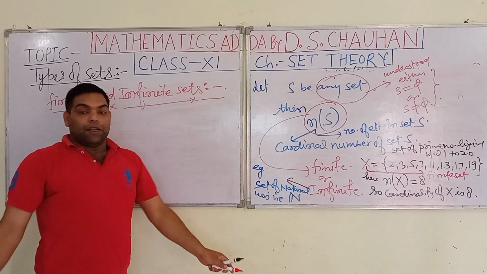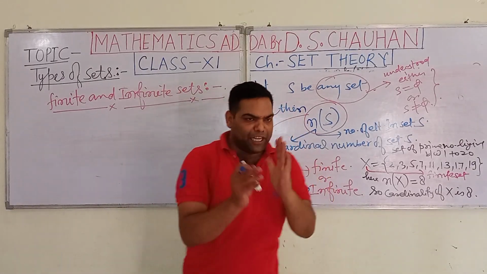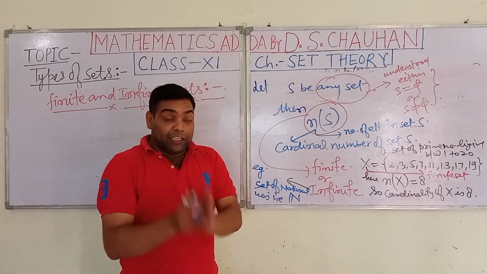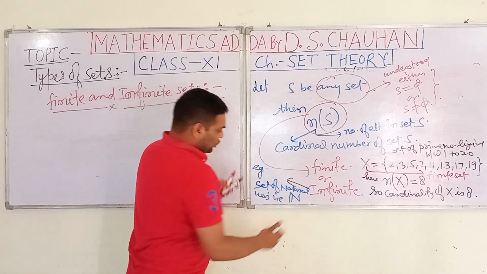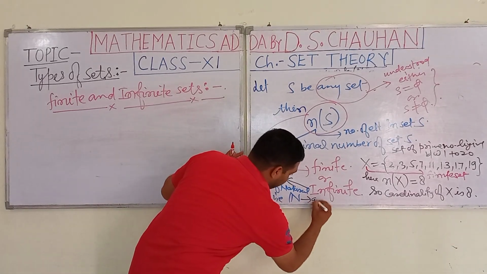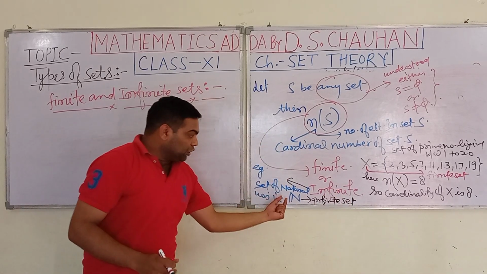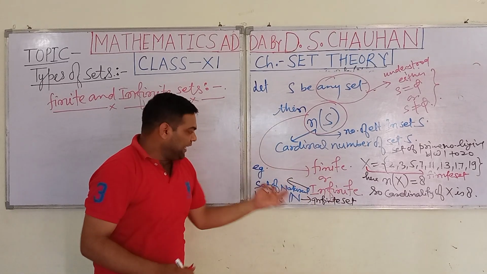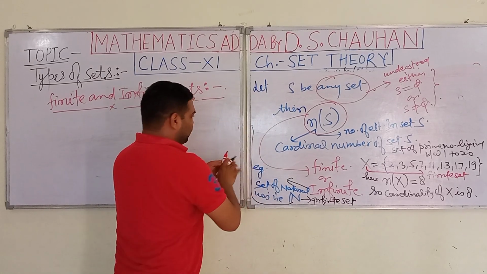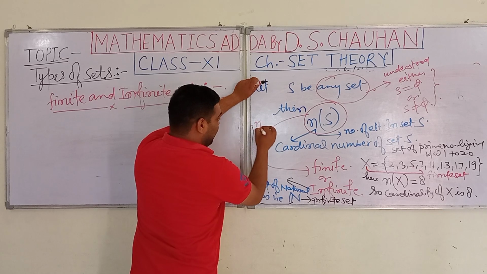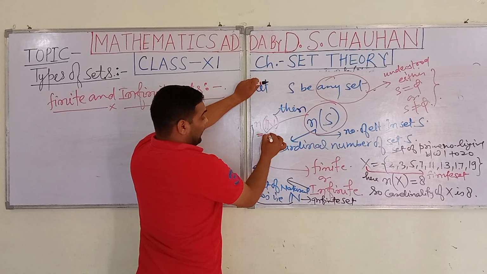Okay students, now for example, you can see here the set of natural numbers, that is capital N. Well students, nobody knows how many natural numbers there are. It means this is a set having infinitely many elements. So this is an infinite set, because we don't know how many natural numbers there are.